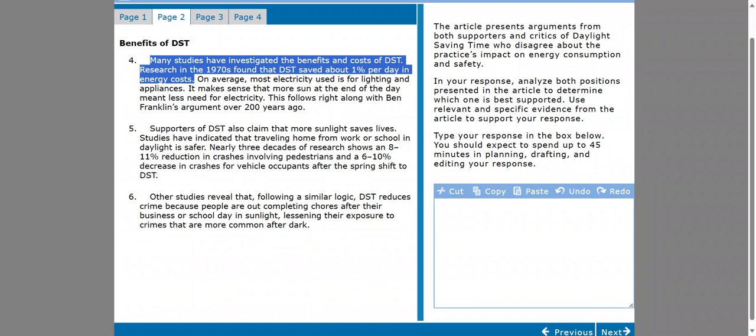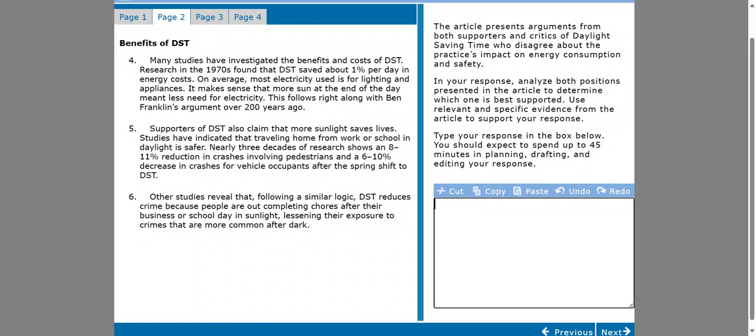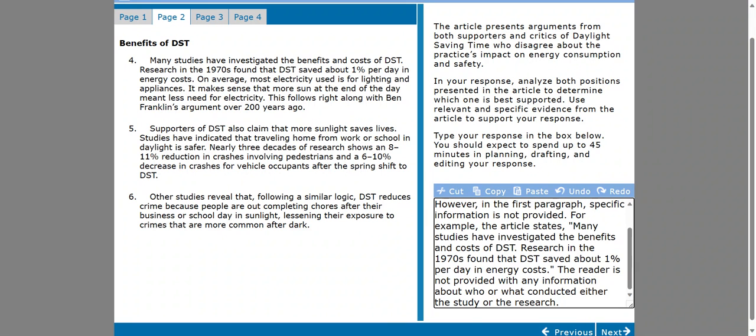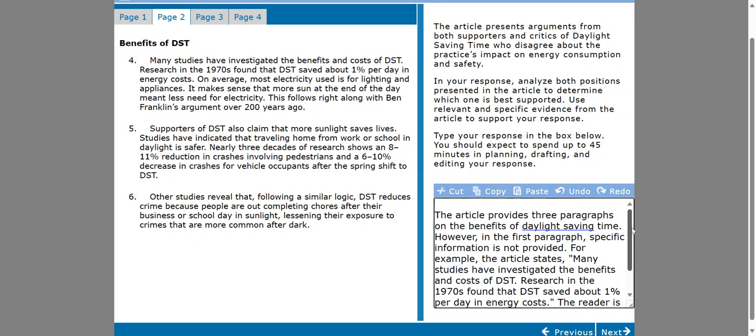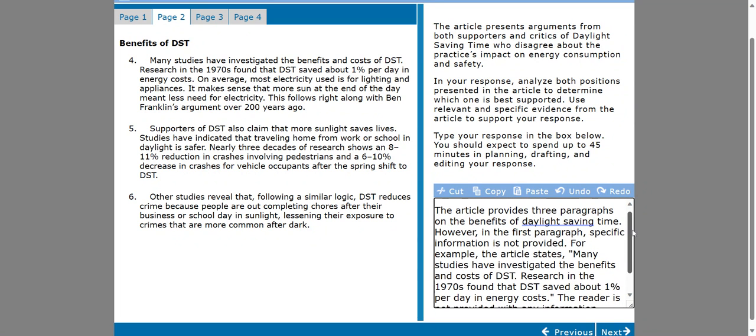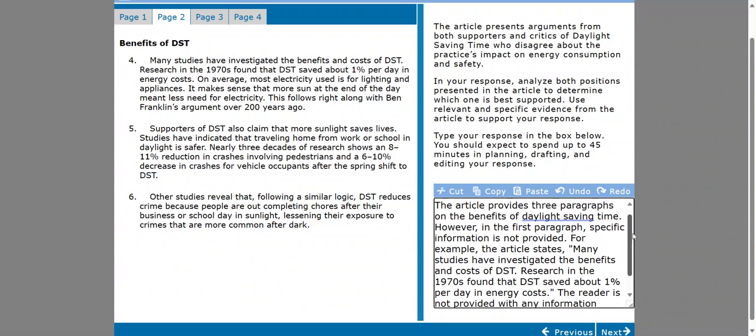And so, writers, I'm going to pause for a minute and talk about that in this particular paragraph. I'm making the body paragraphs first, and then I'll come back and make the introduction and conclusion. So, let's take a look again at how I set that paragraph up. The article provides 3 paragraphs on the benefits of daylight saving time.